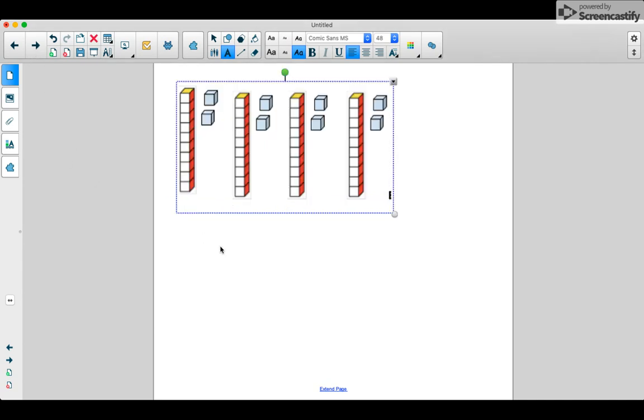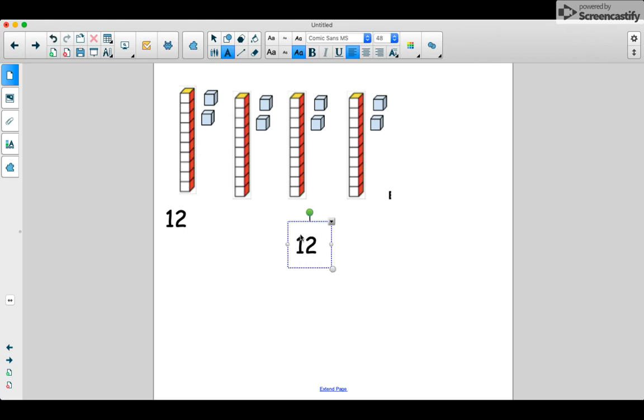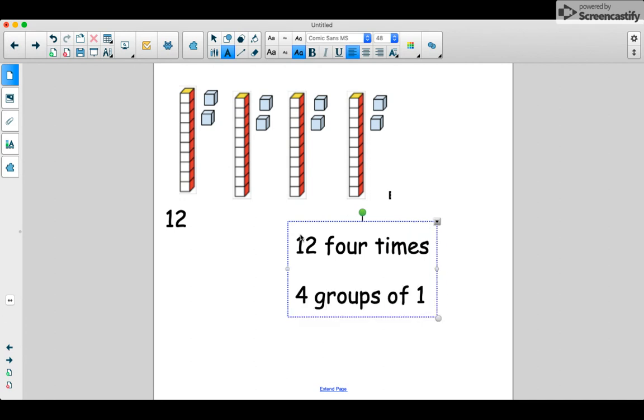The same thing works as we get to larger numbers. When I look at these, I know that this is a 10 and 2 ones. So each of these visuals represent the number 12. So I can see that I have 12, 1, 2, 3, 4 times. So I could say to myself, I have 12 4 times, or I have 4 groups of 12.